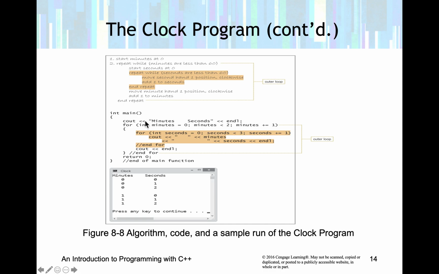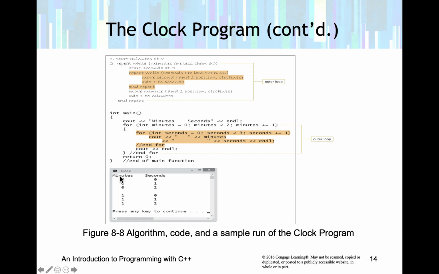And so for the first minute, this inner loop here is going to execute from 0 to less than 3. So it's going to actually loop 3 seconds: 0, 1, 2. This loop on the outside is going to go from 0 to less than 2, so 0 and 1.